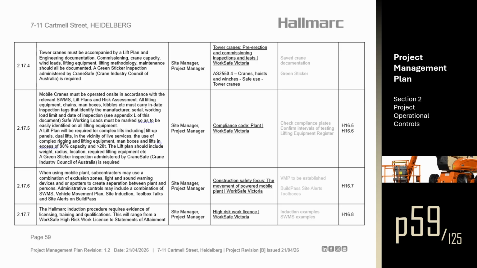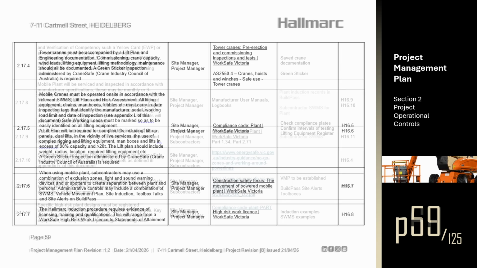This will range from a WorkSafe high-risk work license to statements of attainment and verification of competency such as a yellow card for EWP or an earth-moving competency card with an equipment classification such as LE or LS. The subcontractor SWMS is required to detail training requirements for all plant being used. See Appendix K of this document for licensing and training definitions.